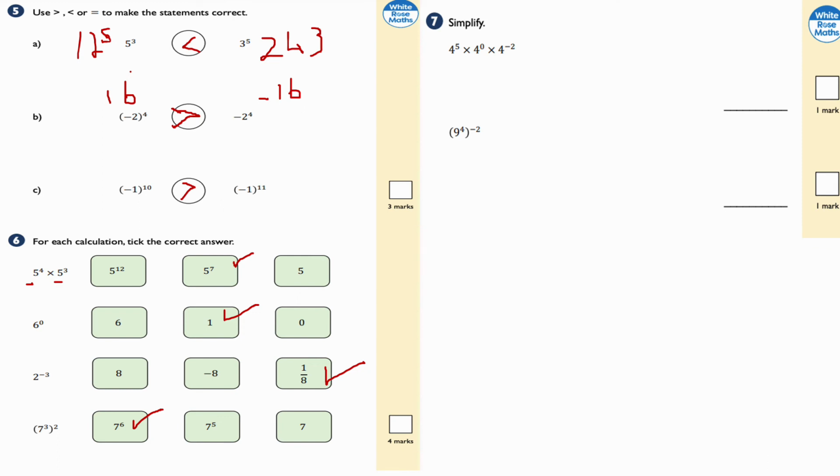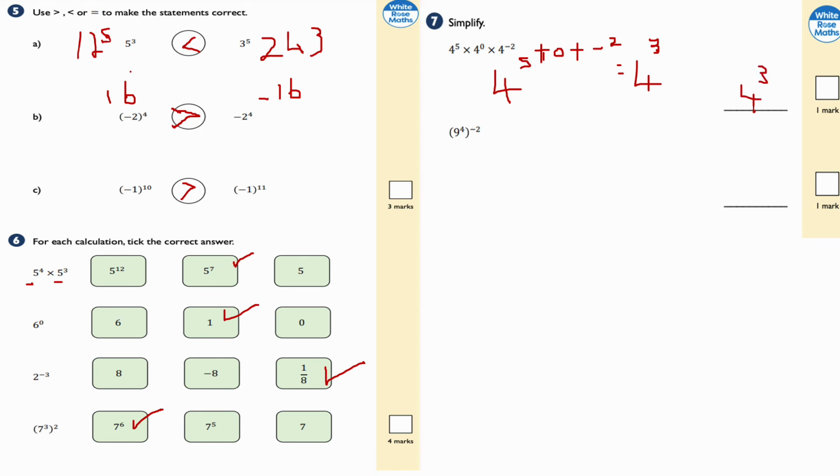This is question number 7. Simplify. Okay, so 4 to the power of 5 times 4 to the 0 times 4 to the minus 2. Well, if I add the numbers, I've got 5 plus 0 plus minus 2. That's going to simplify to 4 to the power of 3. So we're going to put 4 to the power of 3 there.